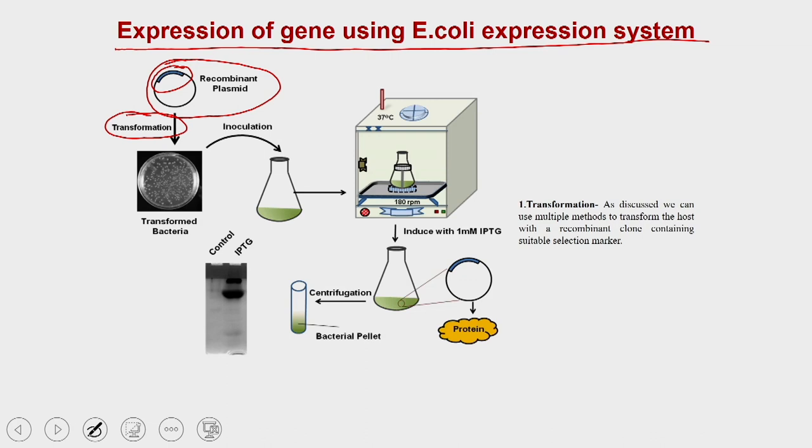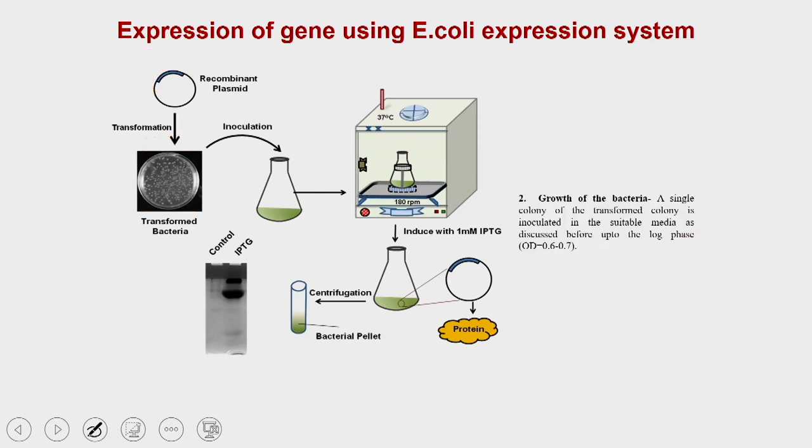You can use different types of selection markers depending on what kind of selection marker is present on that recombinant plasmid. For example, if you have the ampicillin resistance gene, you can plate the cells onto a plate which contains ampicillin, and in that case the resistant cells are going to grow on the plate, whereas the non-transformed colonies are going to die. So, in the first step, you will do the transformation, and we have discussed many methods of how to transform a host with a recombinant clone containing suitable selection markers. You will do the transformation as well as the selection of the transformed bacteria.